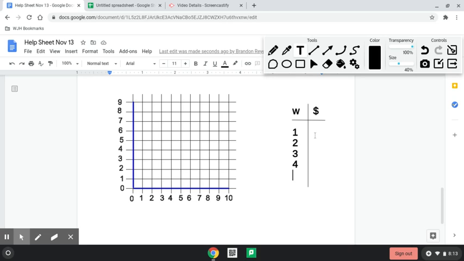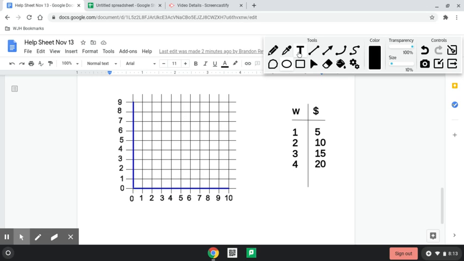And then as far as how much that will cost, 1 will cost 5, then 10, 15, and 20. Now those are going to be our points. And we check out 1 to the right and 5 up.